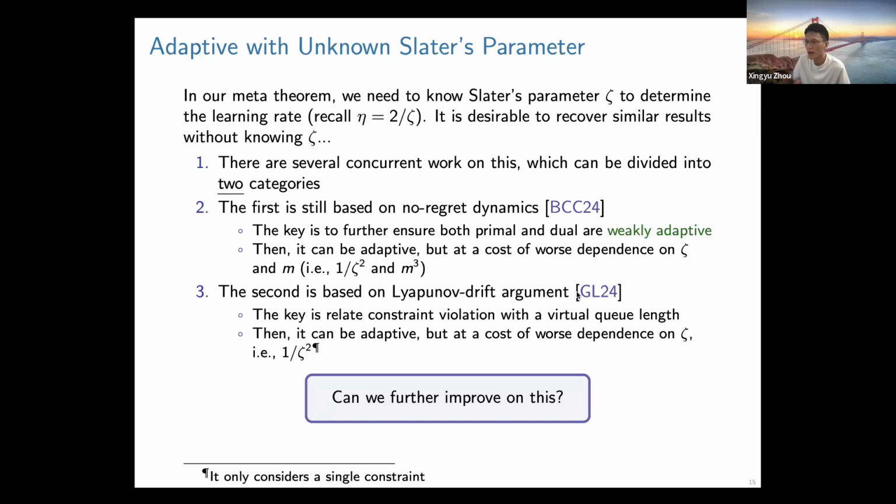And also in this paper, they do not consider the multiple constraint case. They only consider a single constraint. So it's unclear what the dependence on the number of constraints would be in that paper. So the natural question is, can we improve on this, right? Can we achieve adaptivity, but also a very nice dependence on zeta and on the number of constraints, right?